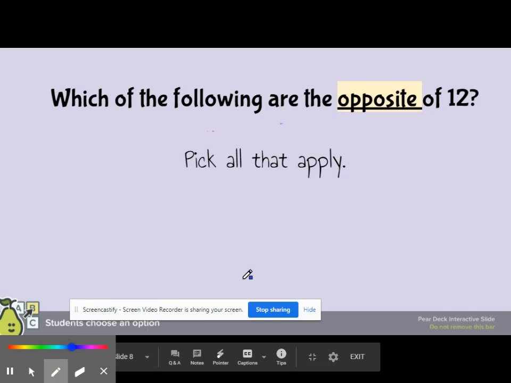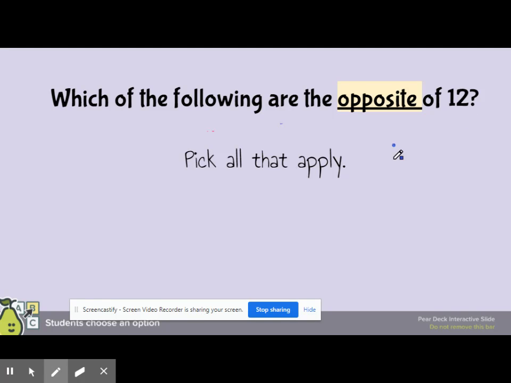So this one wants us to pick all of the following that are opposites of 12. Okay, so here are some options. Since you're not doing the Pear Deck, you can't see the options. But here are some of the options. Which of the following are the opposite, a vocabulary word, of 12? Take a second and think.